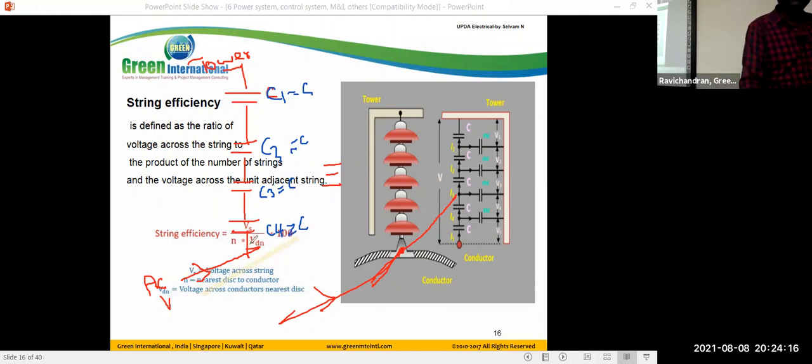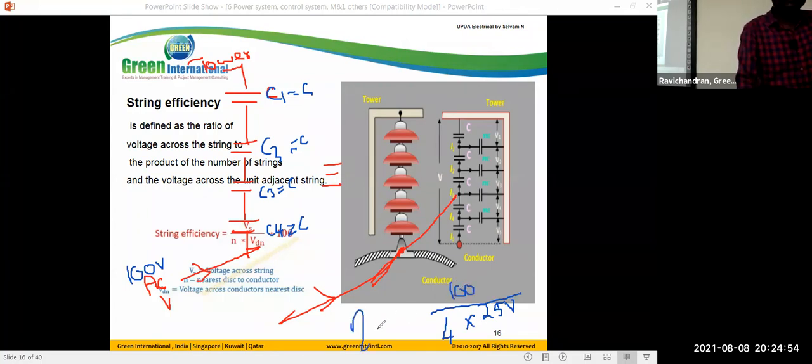Now what is the voltage across the last capacitor C4? It is 1/3, that is 25 volts, correct? 25, because here we are giving 100 volts. If you are giving 100 volts and all the capacitors have equal capacitance value, then all the capacitors have the same voltage. So 25. How many capacitors are there? Four capacitors. So 4 into 25. How much voltage am I giving? 100. So this is the string efficiency.